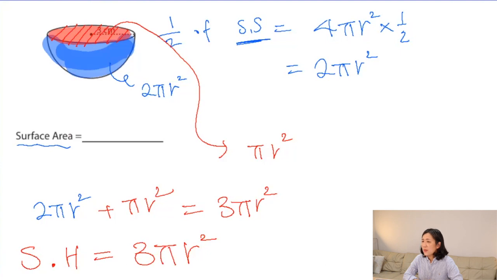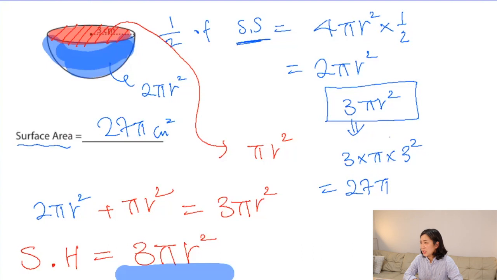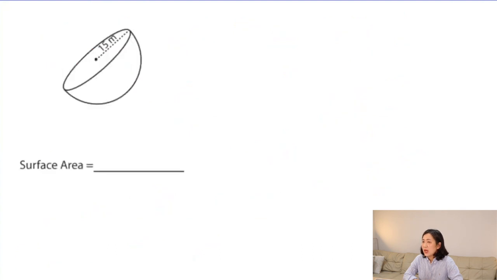Now, use this formula. Let's calculate the surface area of this hemisphere. So 3 pi r squared, where r is 3, right? So what we need to do is just 3 times pi times 3 squared. That means that will be 3 cubed. That's 27, right? So 27 pi square centimeters.